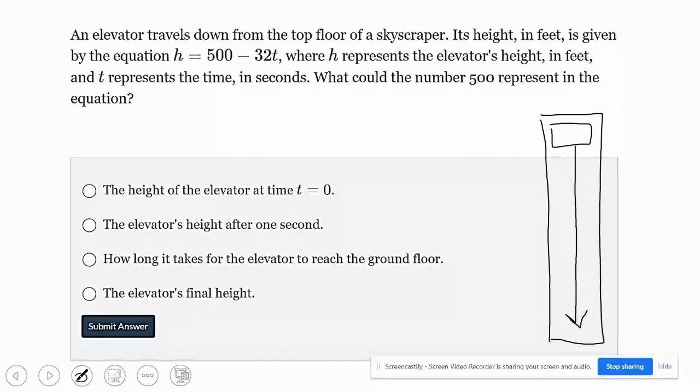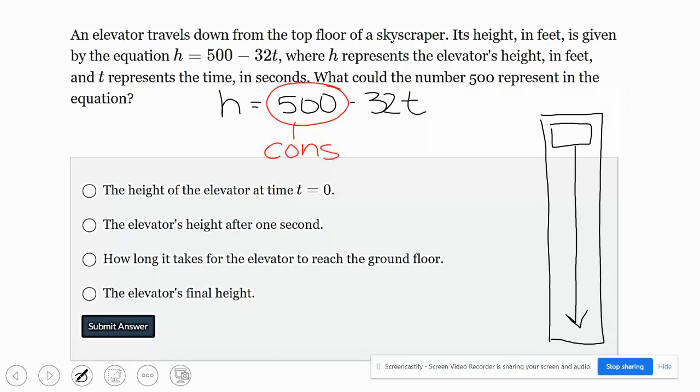This is what's happening, right? And this is the equation that represents this. So we have h equals 500 minus 32t. I want your first instinct to be to identify which number does not have a variable next to it. That is your constant. So here, this 500, that's our constant. Even though it's not written at the end, that's fine. That's the number that doesn't have anything attached to it. So that means that this negative 32 is our rate of change.